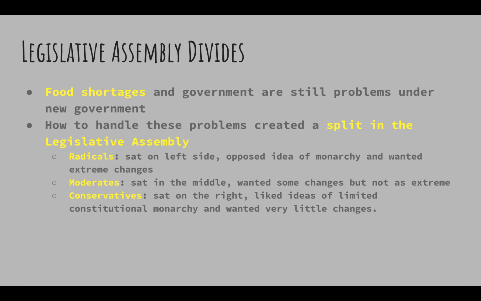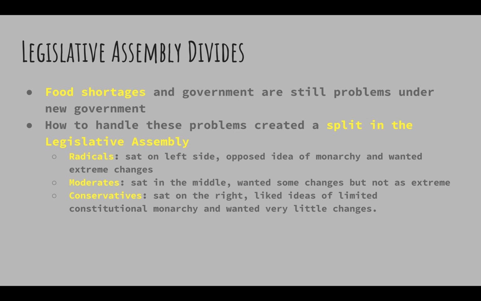Then you're going to have the moderates, and the moderates, they want some change, but they're not as extreme as the radicals. And then finally, you have the conservatives. And the conservatives like the idea of a monarchy, a limited constitutional monarchy. And they like that idea, but they don't want major changes in France. So they like the idea that a king or queen has to follow a set of rules and laws, but they don't want big changes occurring in France.